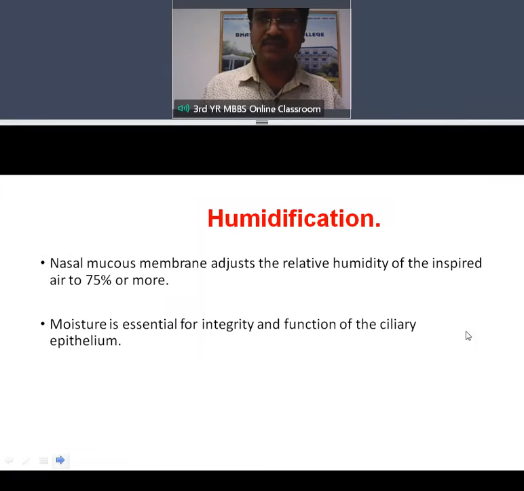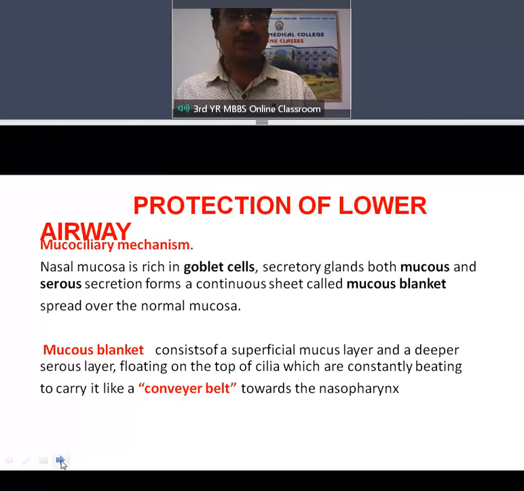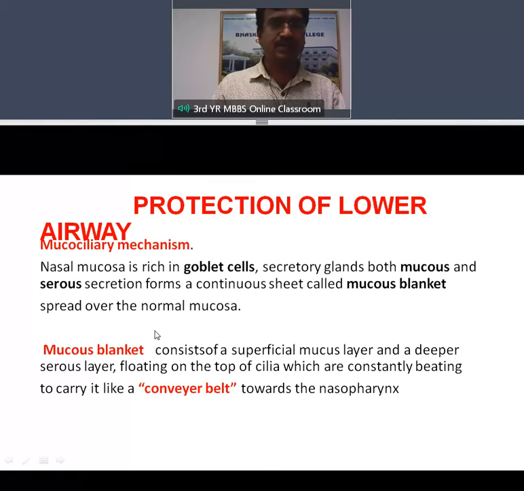So by these three mechanisms, filtration, temperature control, and humidification, the inspired air will become normal to the body temperature. The third function is the protection of the lower airway, and that is by the mucociliary mechanism.